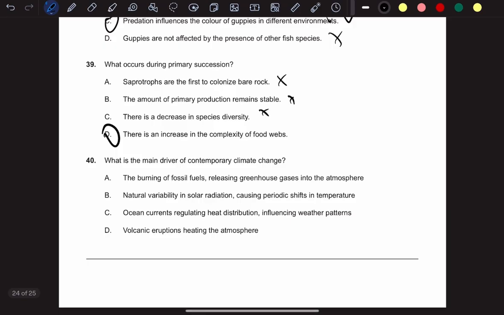Now, what is the main driver of contemporary climate change? Burning of fossil fuels, release of greenhouse gases. Well, this is not very difficult, is it? Contemporary means modern in this case. It's not going to be volcanic eruptions, ocean currents, or natural variability, right? Contemporary climate change is the climate change happening in modern day due to our actions as humans, and that is A.